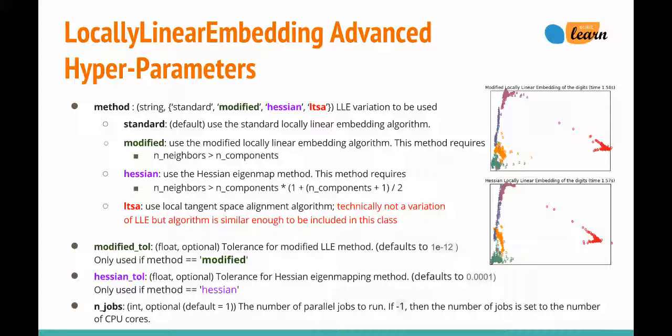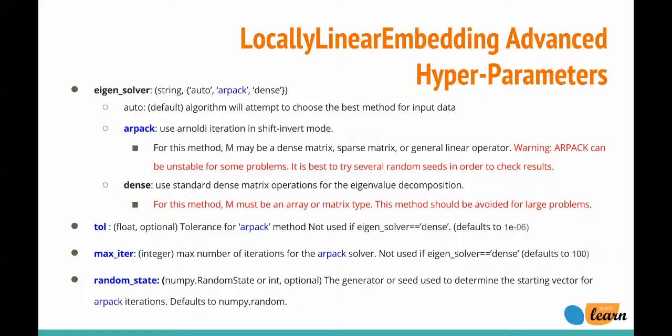Tolerance values can be controlled for the advanced algorithms independently. The number of parallel processes can also be controlled using the n_jobs parameter. Some more advanced hyperparameters are related to the eigensolver algorithm used for the local spaces. For those interested in reproducibility, the random state parameter can set the random seed when the ARPACK eigensolver is used.